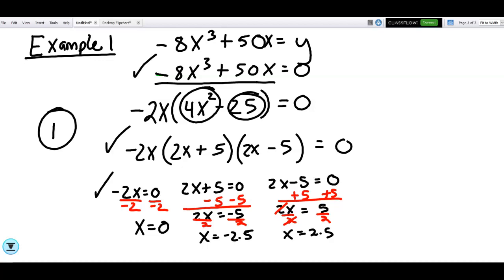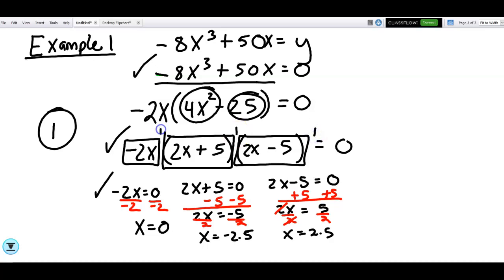Step 2 is where you determine the multiplicity of each factor. So my factors are negative 2x, 2x plus 5, and 2x minus 5, and the multiplicity is determined by their powers. Now none of them have a power on them, which means they all have a power of 1, which means that all of these roots have an odd multiplicity.